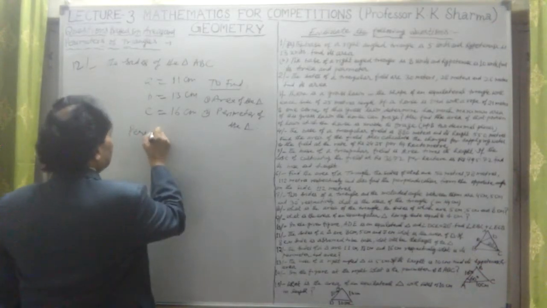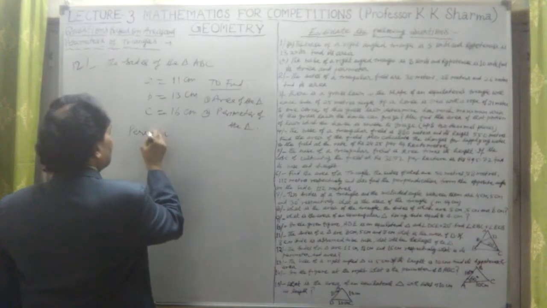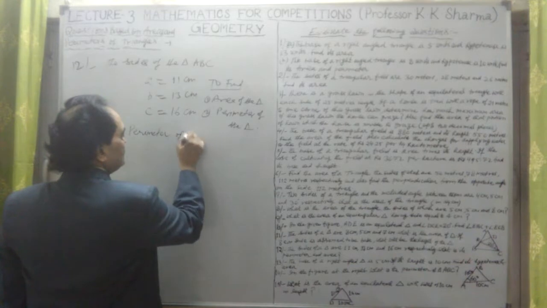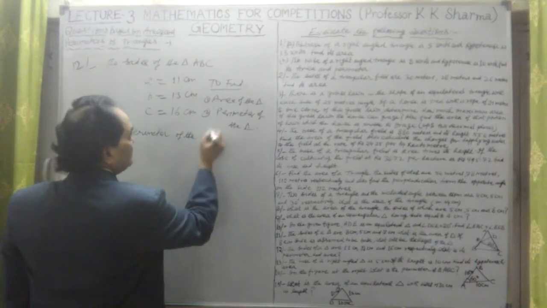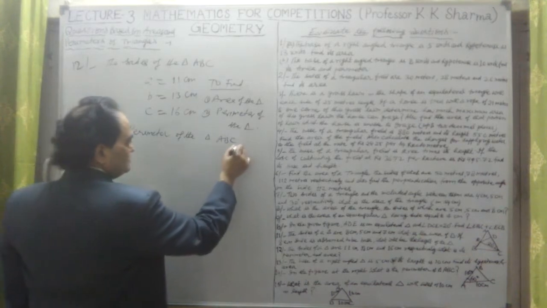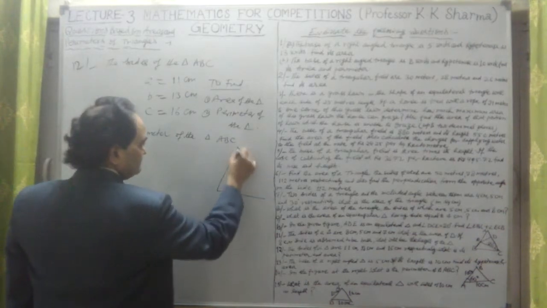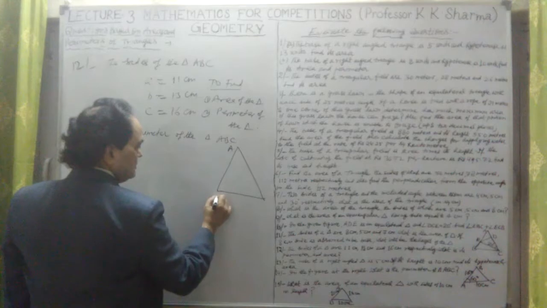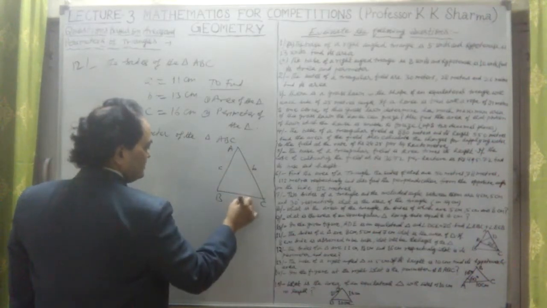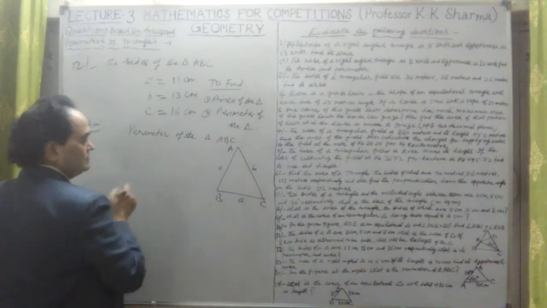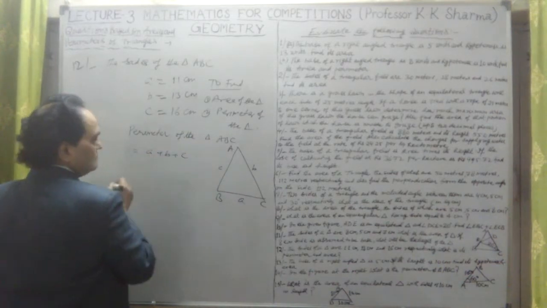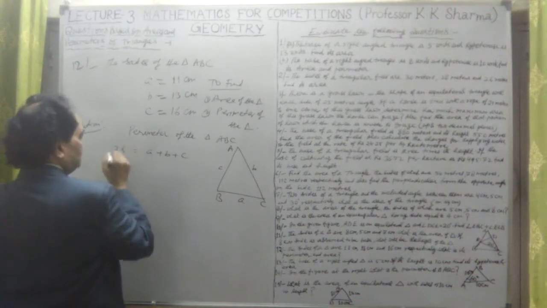The perimeter of the triangle, in this case, let me take triangle ABC. The sides are B, C, and A. The three sides are given here. The perimeter is nothing but A plus B plus C. This will be represented by 2S.